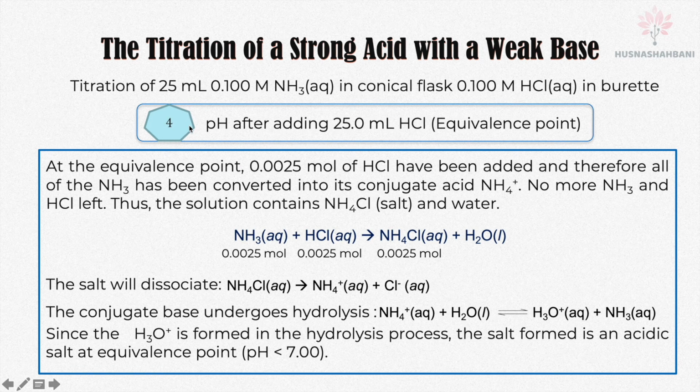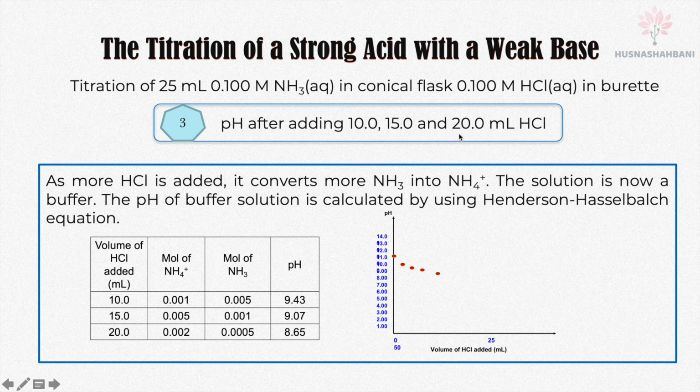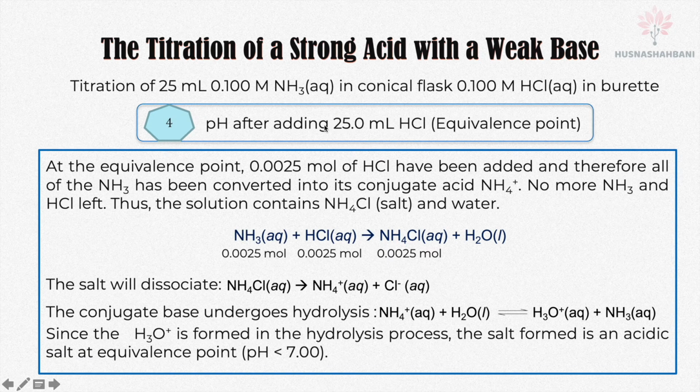Next, titration: pH after adding 25 ml HCl. Before this, we added until 20 ml, and then we add 25 ml. This is where the equivalence point is at. Equivalence point is when all the weak base reacts with all the strong acid, so there is no more weak base or strong acid left in the conical flask. That is when the equivalence point is at.